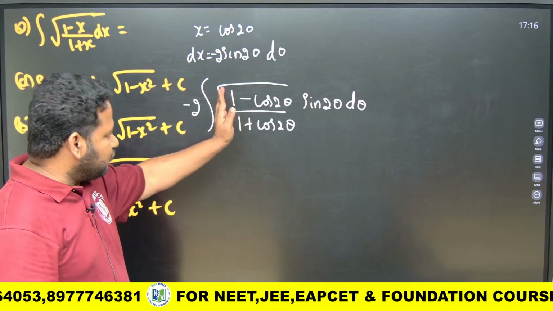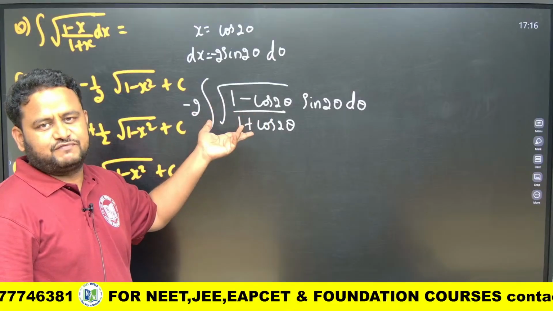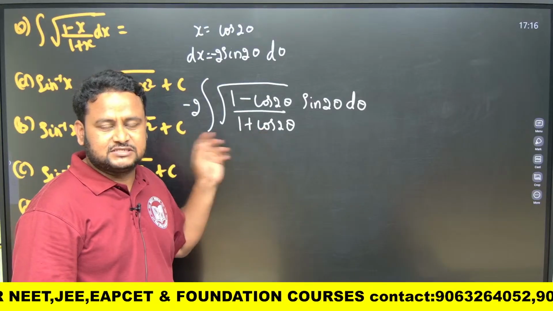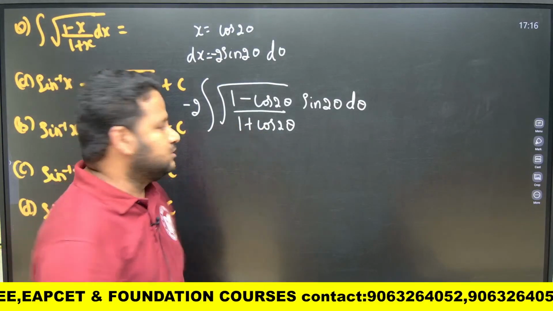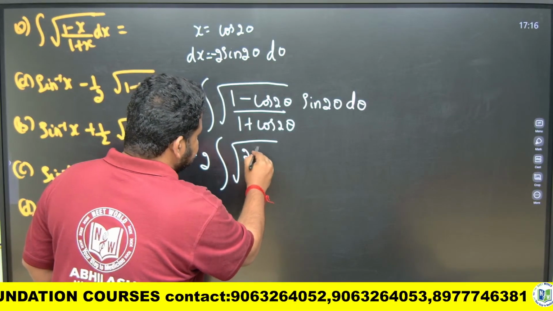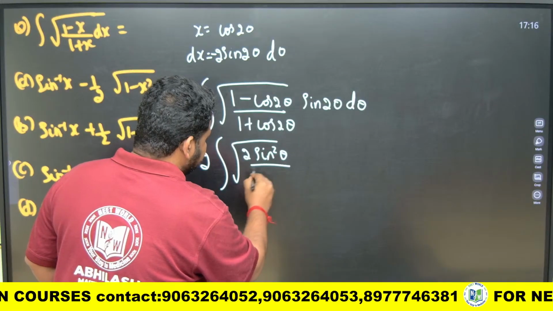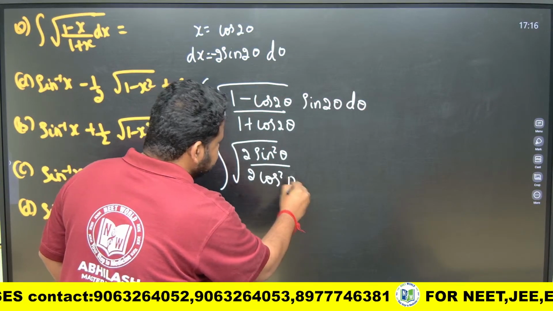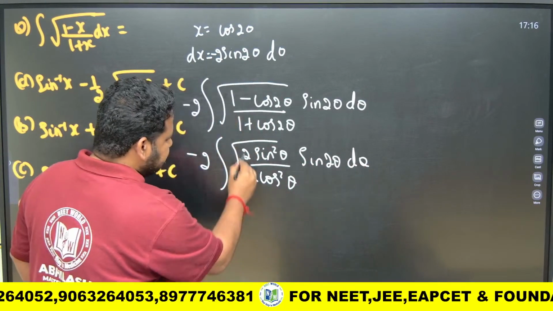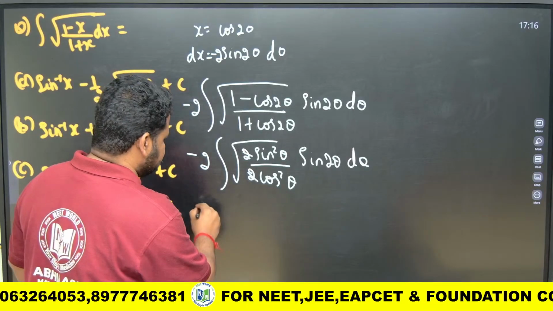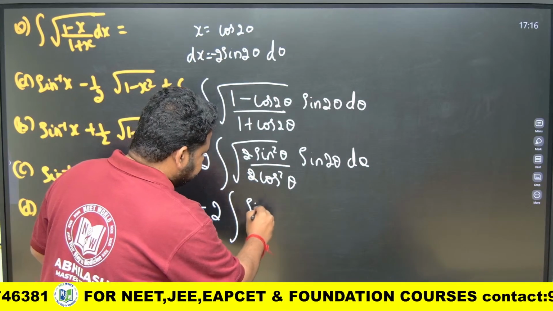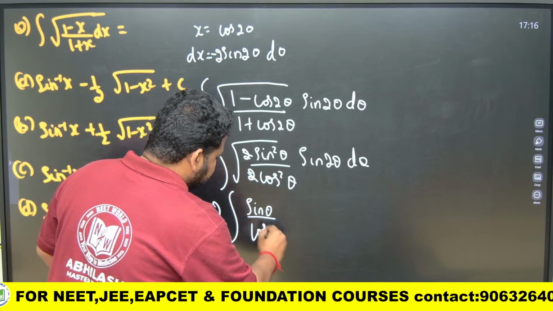Now, square root of 1 minus cos 2 theta, by our knowledge of trigonometry, is nothing but 2 sin square theta, and 1 plus cos 2 theta is nothing but 2 cos square theta. So this will become square root of 2 sin square theta divided by 2 cos square theta, and outside sin 2 theta d theta. Now, 2 I can cancel. If I remove the square root, this will become minus 2 into sin theta by cos theta into sin 2 theta.